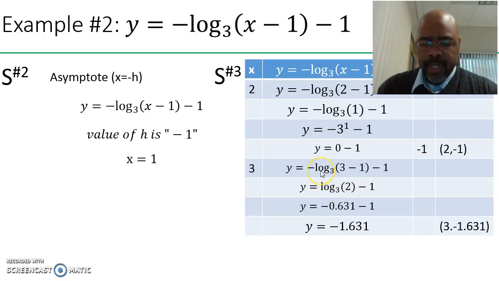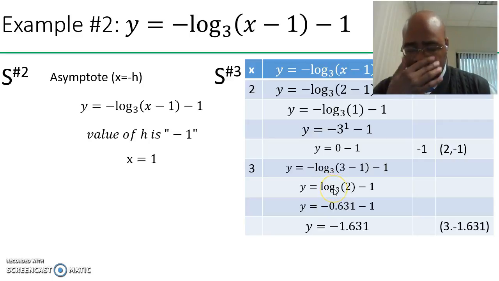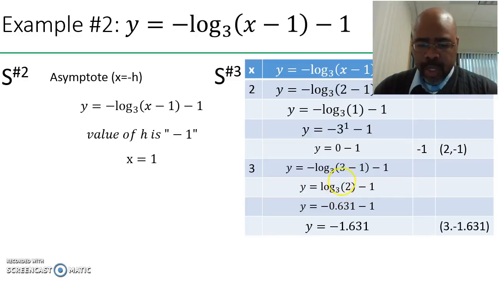So let me walk you through this again. We have log base 3 of x minus 1. I substituted in 3 for x right here, so 3 minus 1 gave me 2. Since 3 minus 1 gave me 2, we did log 2 over log 3 using the change of base formula. Log 2 over log 3 gives you 0.63. Because we're taking the negative of that, we brought down our negative. So now we have negative 0.631 minus 1, and that's how we got this negative 1.631.